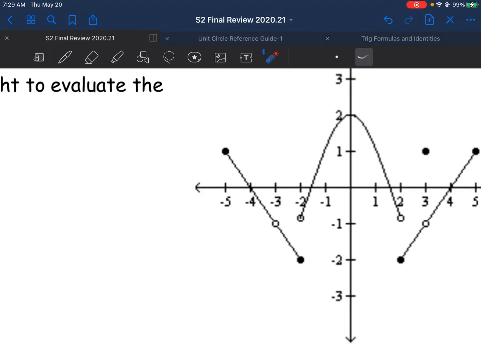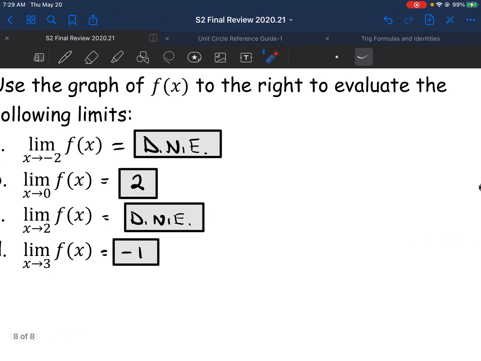So looking at negative 2, x is approaching negative 2 from the left and the right. So if I start to trace the functions, notice that the y values from the left are approaching negative 2, but the y values from the right are approaching negative 1. So the left-sided limit and the right-sided limit are not equal to each other, therefore the limit does not exist.